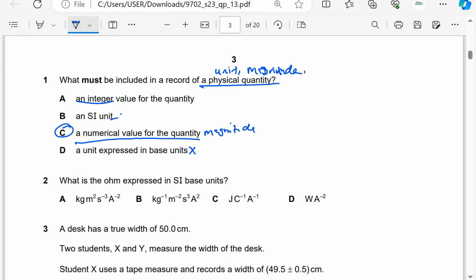As long as it has a magnitude, it can be a physical quantity. What will be missing is a unit. So a physical quantity must always have a magnitude. That is a must. What is the ohm expressed in SI base units?